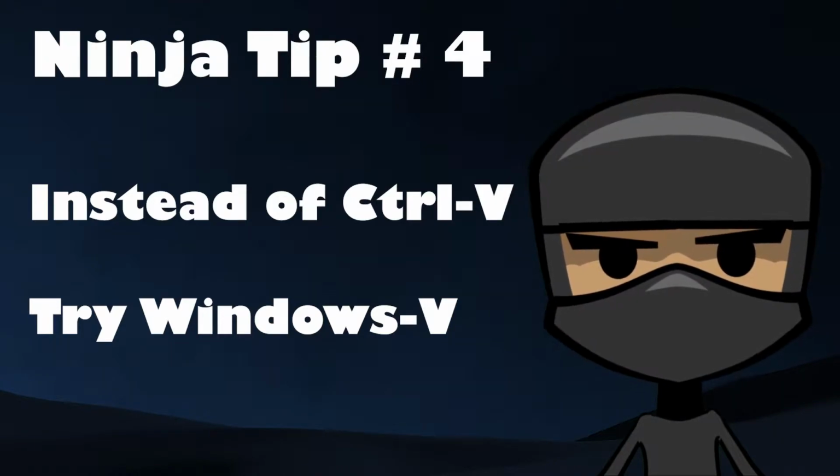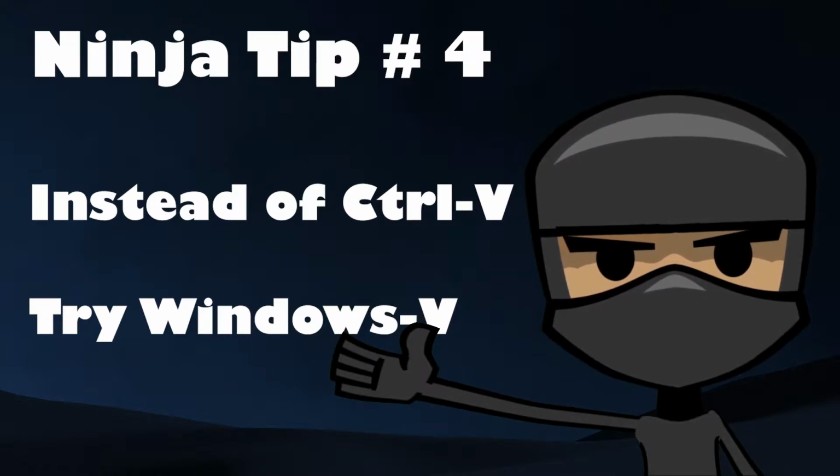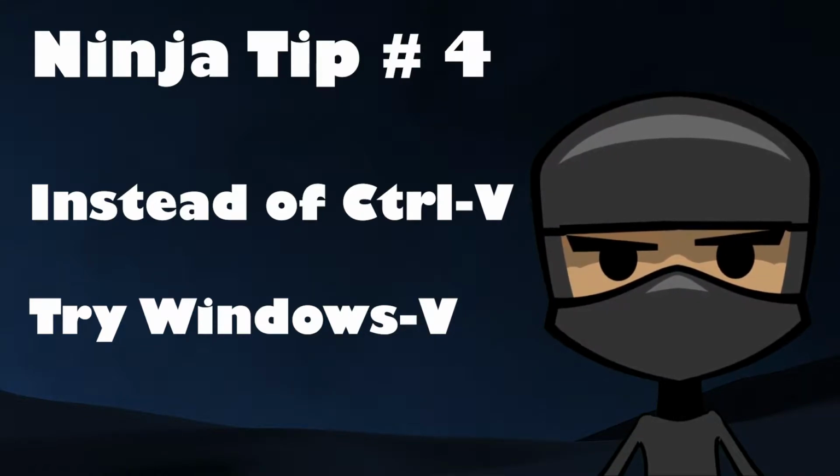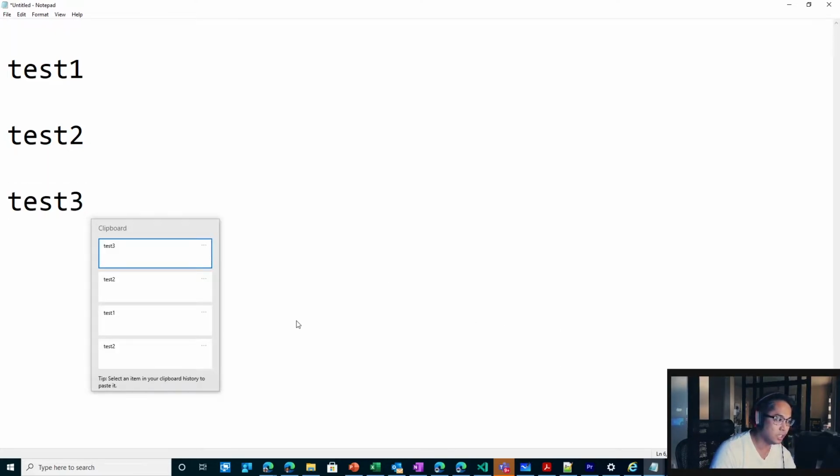Ninja tip number 4. Don't use Control-V. Use Windows-V. So let's say you have test 1, test 2, and test 3. If I was to go and copy this one, and then copy this one, and then copy this one with Control-C, if you do Windows-V, you get everything in this list.